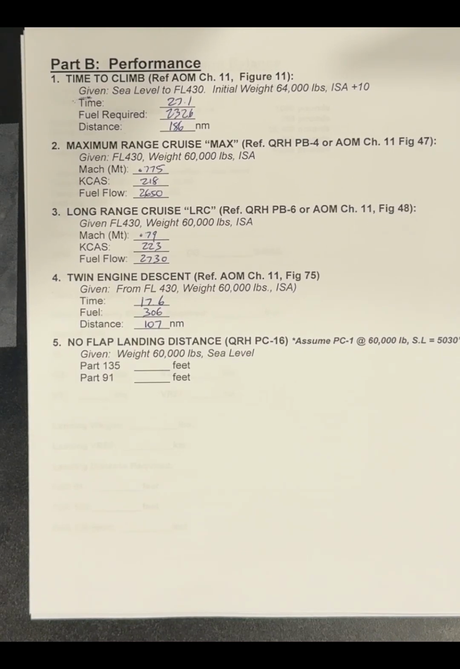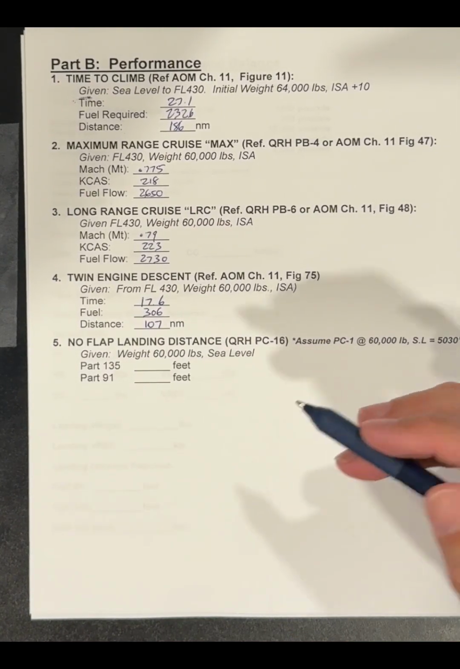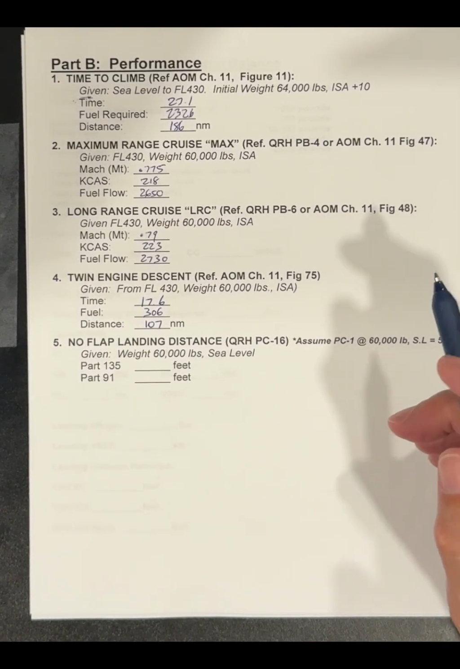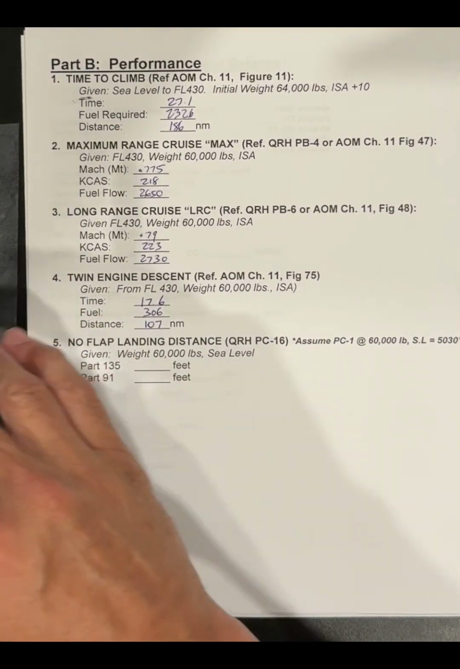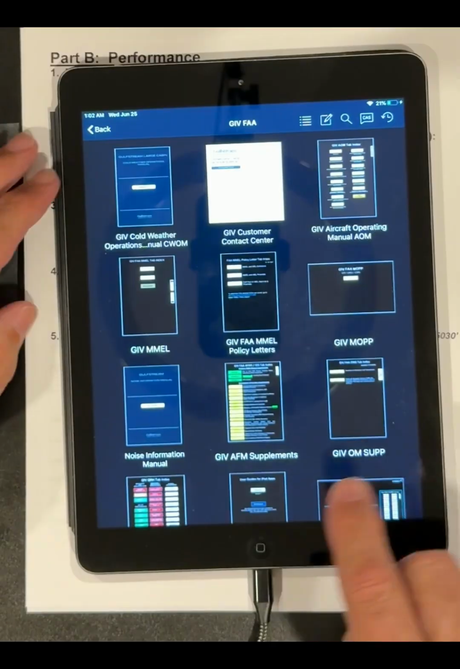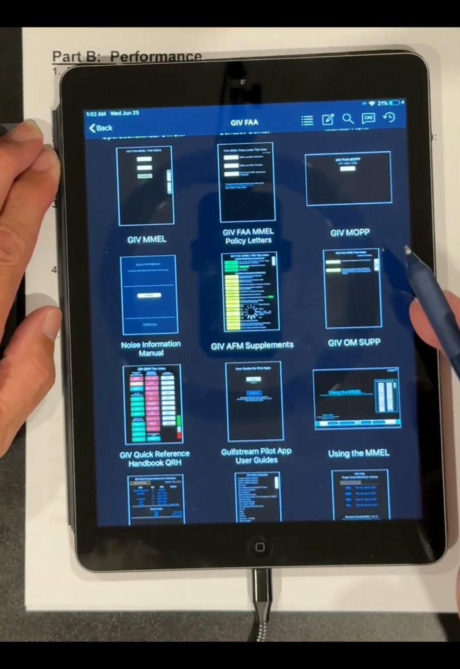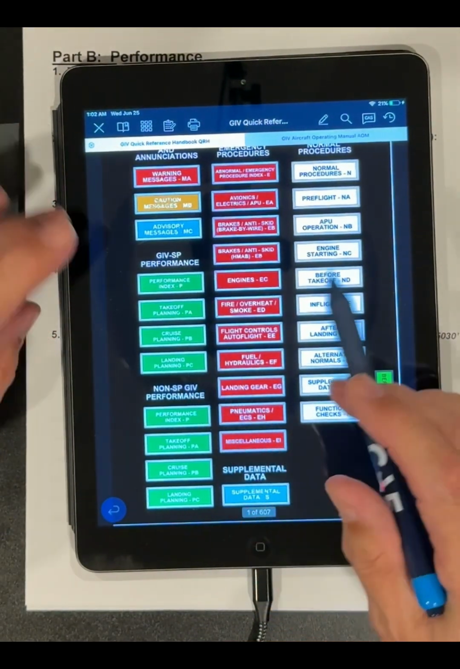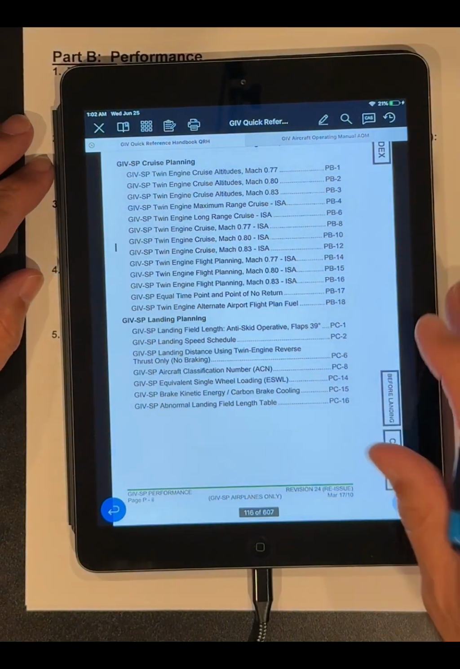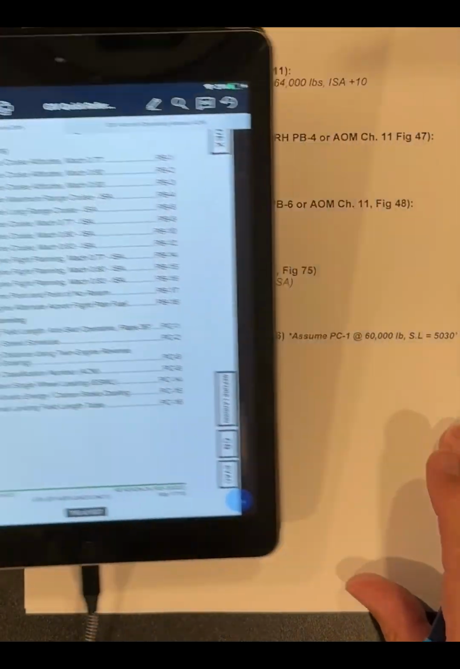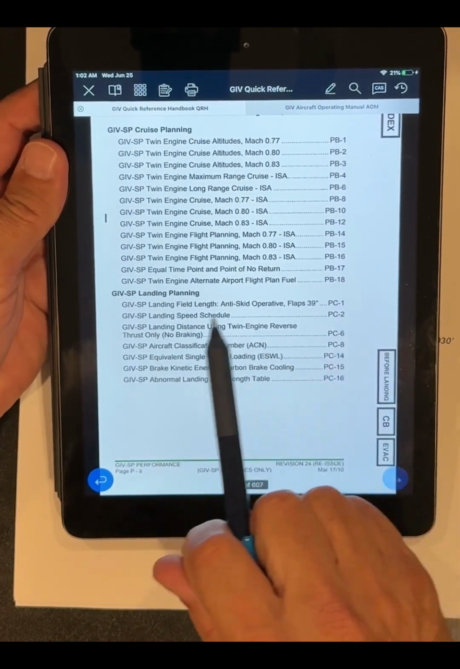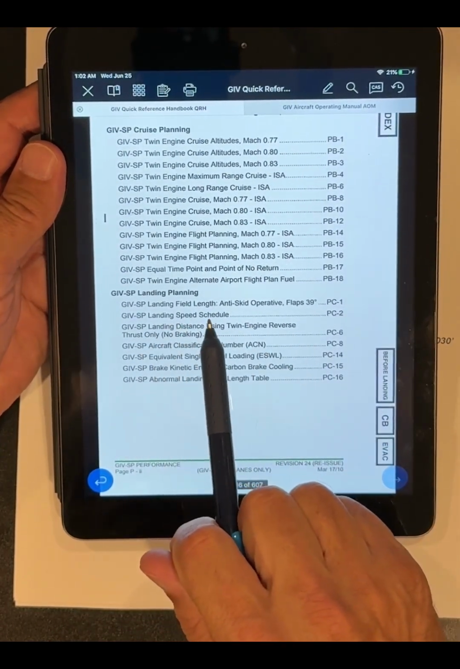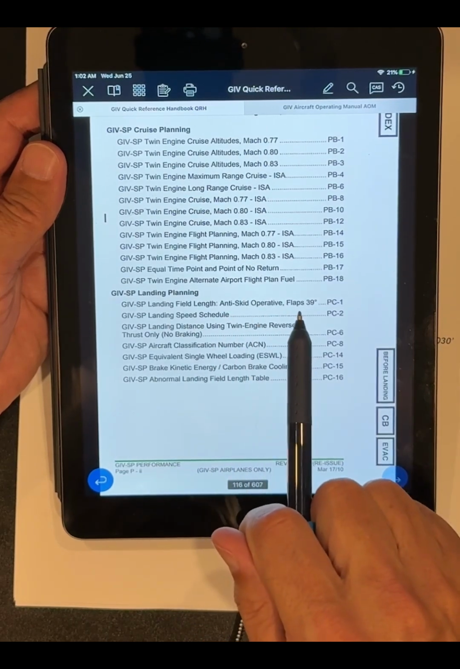The last thing here is the no-flap landing distance. So we're going to figure this out. But before we do that, I need to introduce you to two charts. We need to go to Papa Charlie 1 and Papa Charlie 16 in the QRH. And we want to go to landing planning. You're going to go to landing planning. I said we need to use Papa Charlie 1 and Papa Charlie 16. This is landing field length with anti-skid operative, flaps 39.